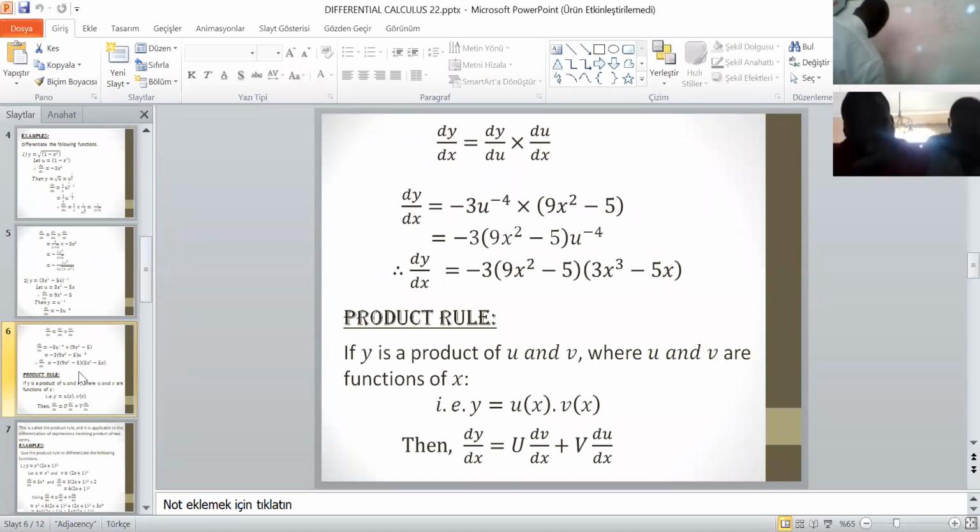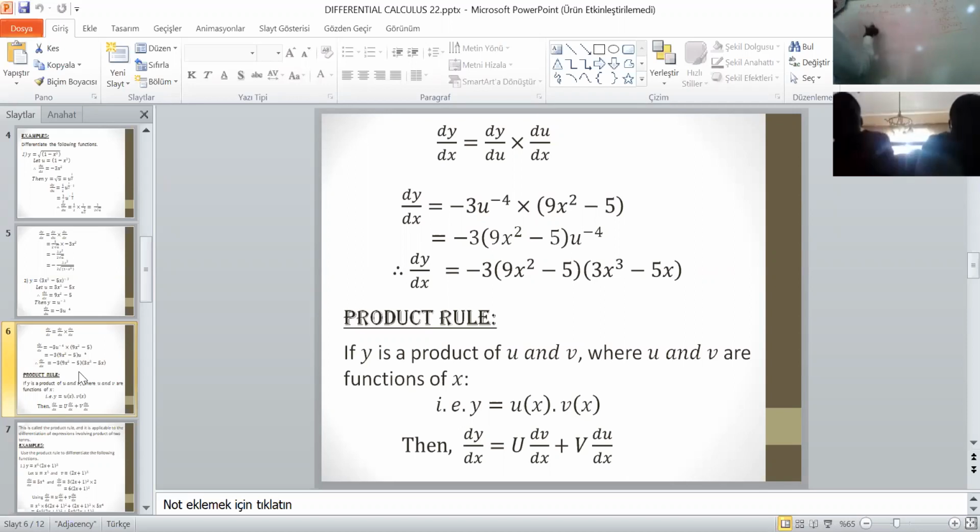We have this. If y is equal to u times v, where u and v are functions of x, that means I can write that y is equal to u of x times v of x. So y is the product of u and v. Now differentiate y with respect to x. Then the differential of y with respect to x, which is dy over dx, is given by this rule, which is called the product rule.